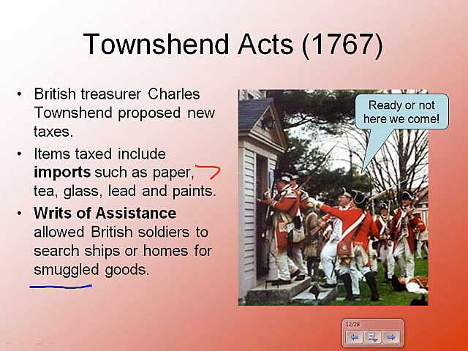So shortly after the Stamp Act is repealed, a British Treasurer, Charles Townshend, proposes a new law for taxes to be collected. Items included imports such as paper, tea, glass, lead, and paints. So again, some really common household goods that were being used pretty frequently that would raise a lot of tax.